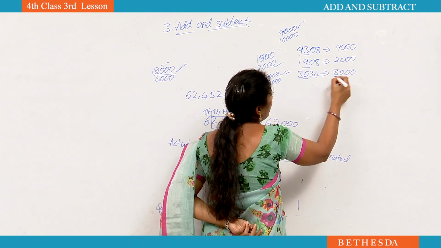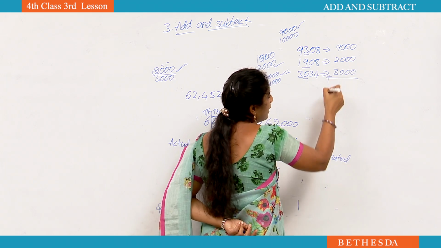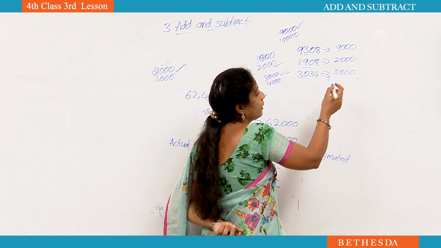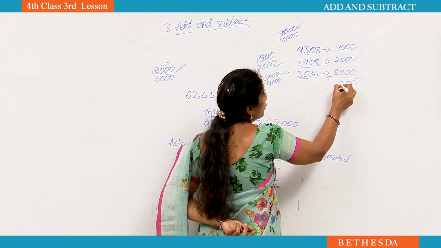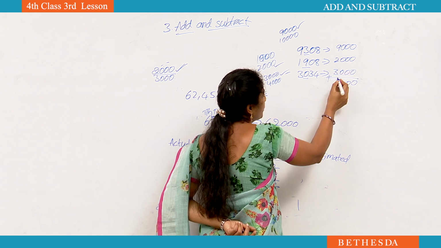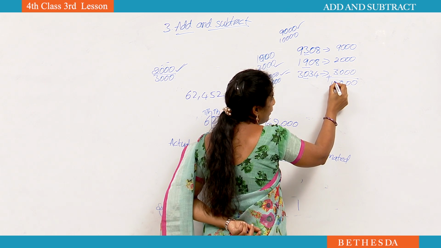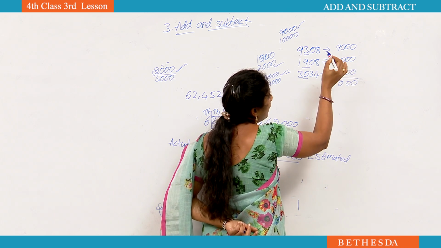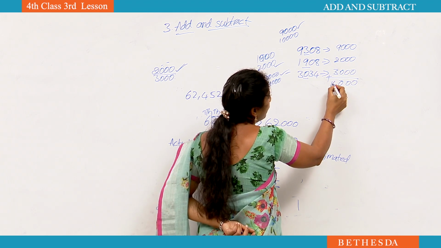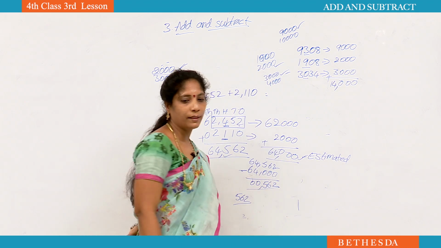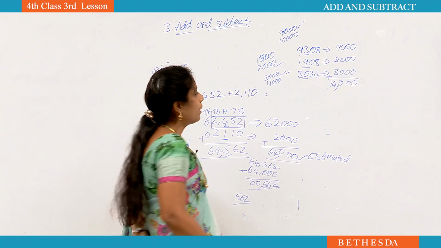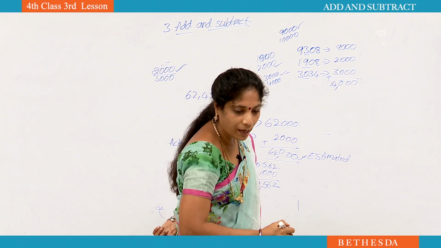Now you have to do the addition, because they have to sit in that hall. 9 plus 2, 11. 11 plus 3, 14. 14,000 people are there, estimated. Now, total seats, how many are there?